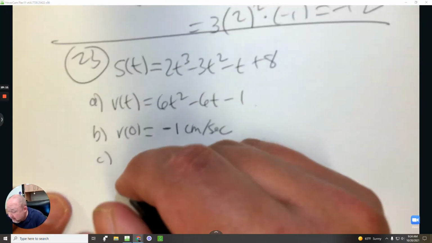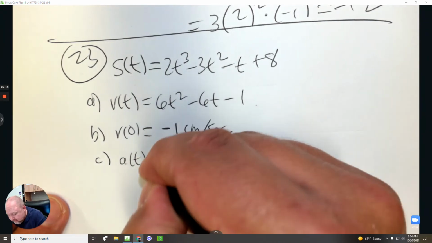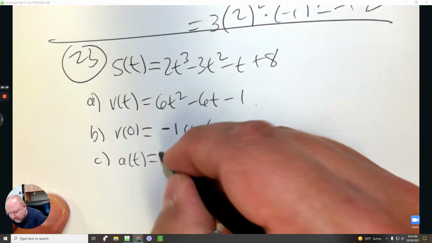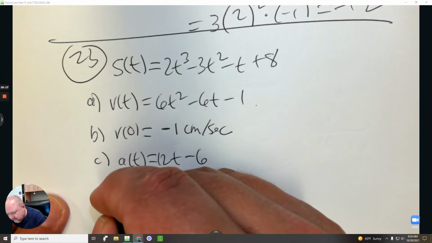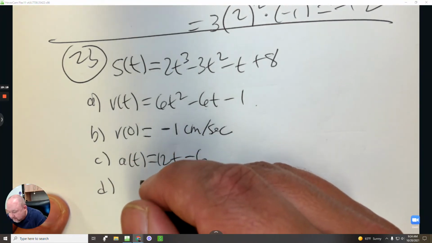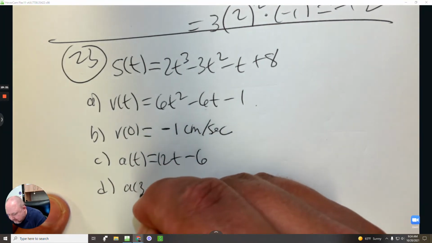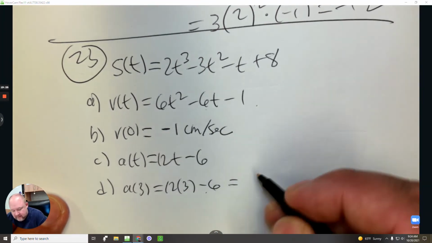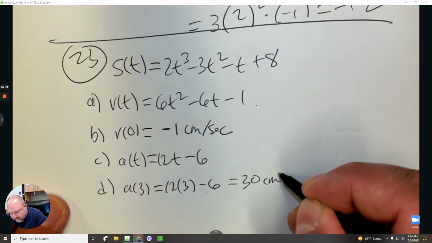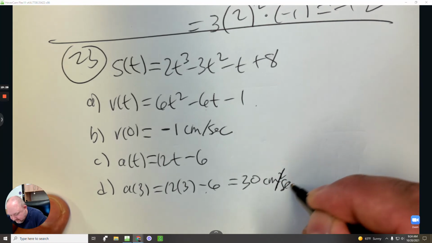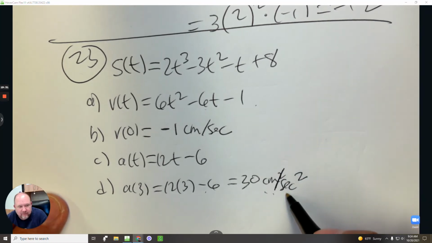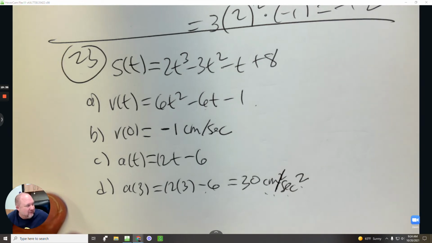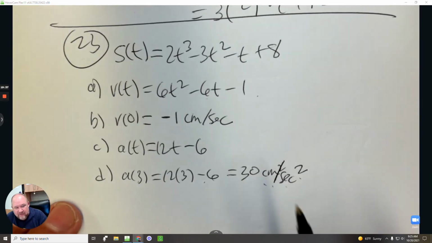C, what's the object's acceleration? So take the derivative, and it's 12t minus 6. What's the object's acceleration at 3? So plug 3 in, and that's 36, take away 6. Now the unit would be centimeters per second squared. Can't even say that out loud. So getting the units correctly for acceleration.